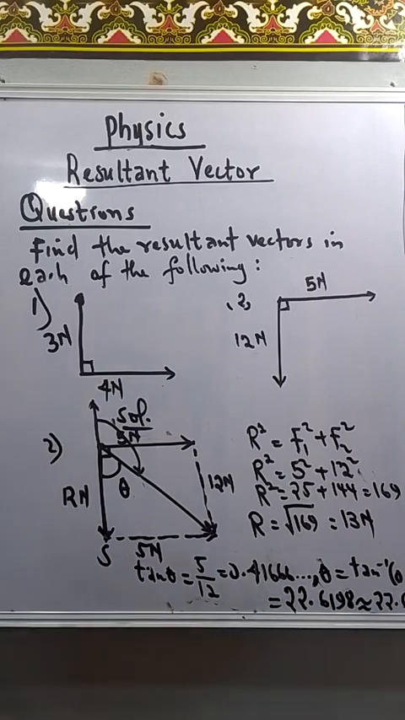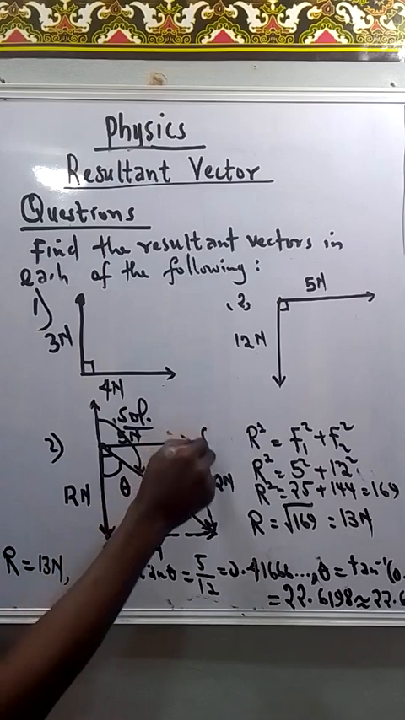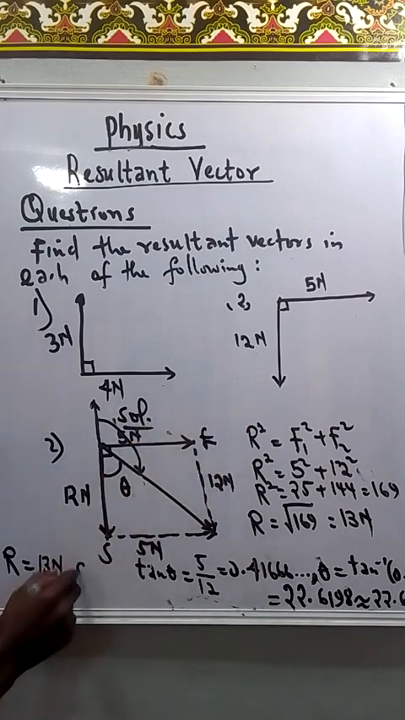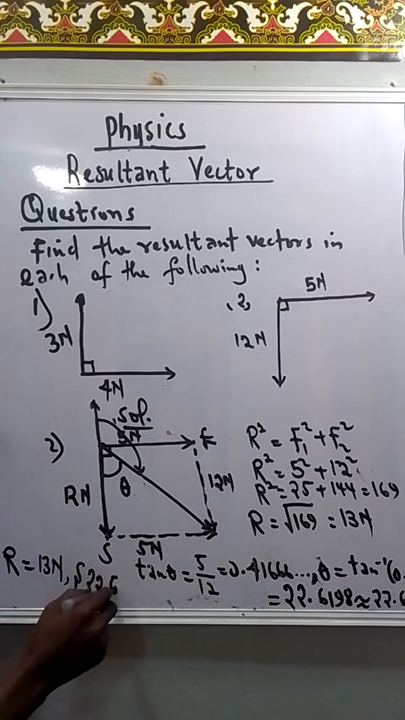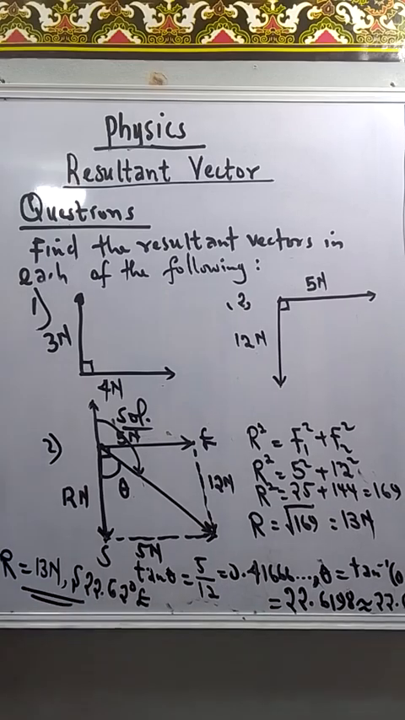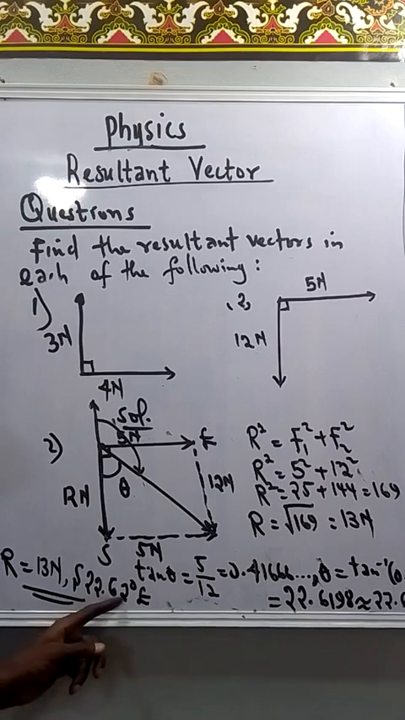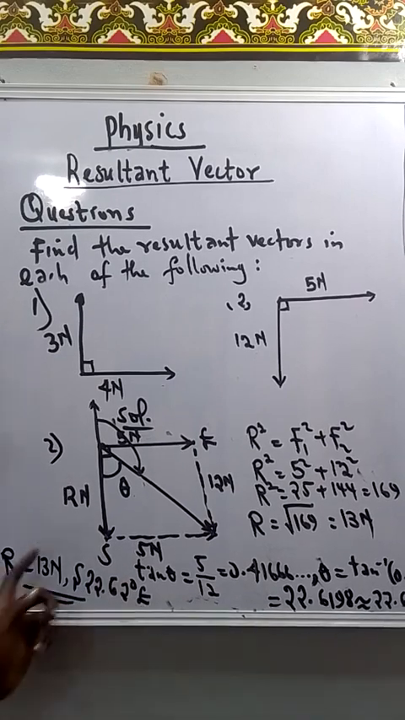Now, how do we state this direction with respect to the resultant? So our resultant will be completely stated as 13 Newton in the direction south 22.62 degrees east. This is southeastern direction. Another way to state this is to say 13 Newton, 22.62 degrees east of south.